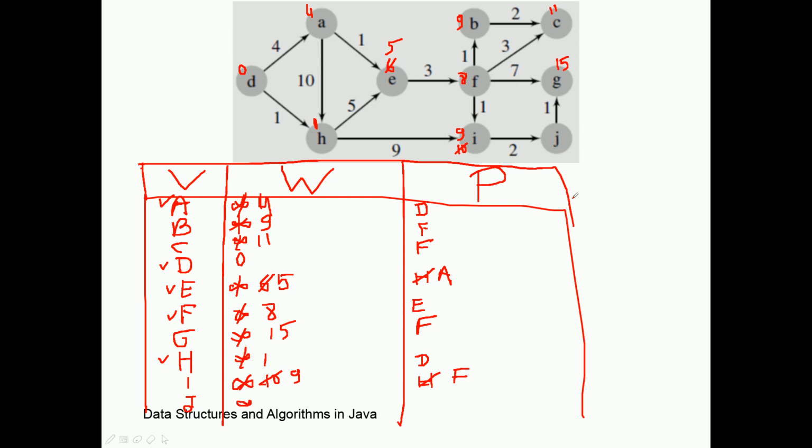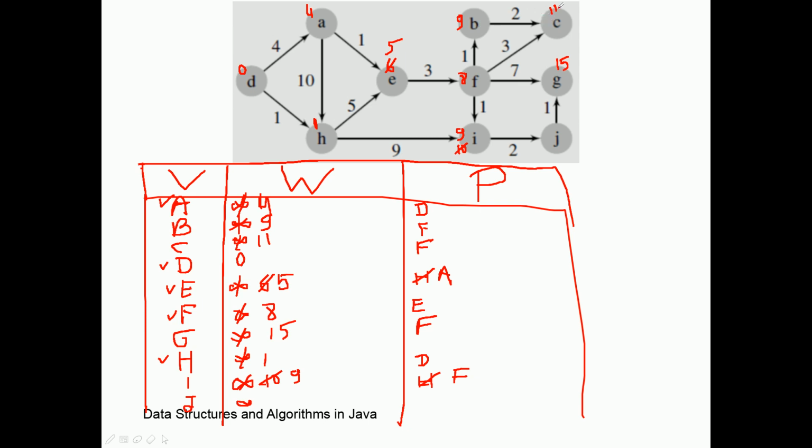Among the ones that have not been checked, which one is the smallest? B and I. Now we have both of these, B and I, and we have to choose one of them. B. We go from B. From B, where are we going to go? C. B to C with the cost of 11.